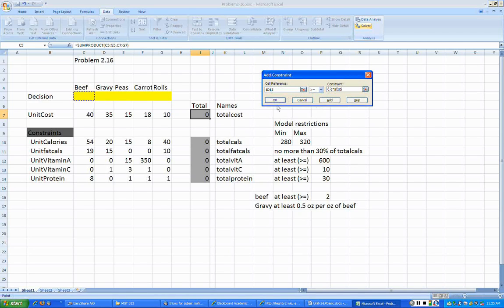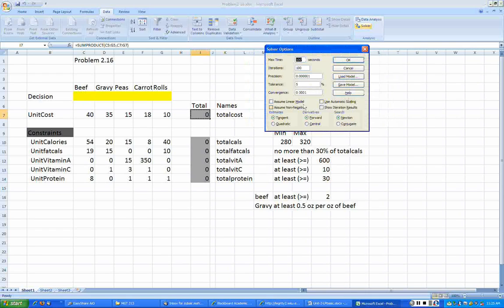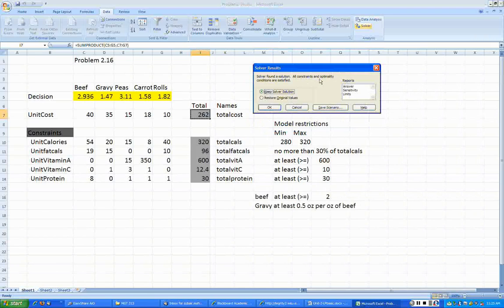Okay, now we passed all the information. Click OK. Click Options. And of course, linear relationship, assume non-negative. You have to check all this all the time, these two. Click OK and solve. And you get the answer. Solver found a solution. All constraints and conditions are satisfied.